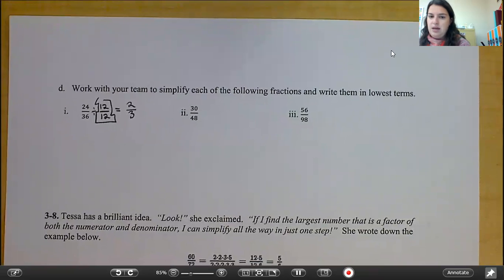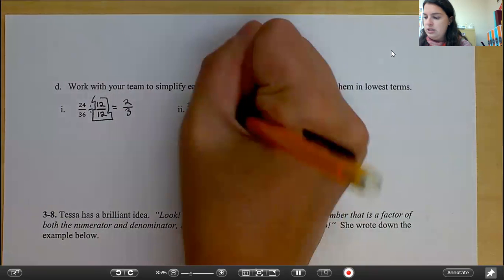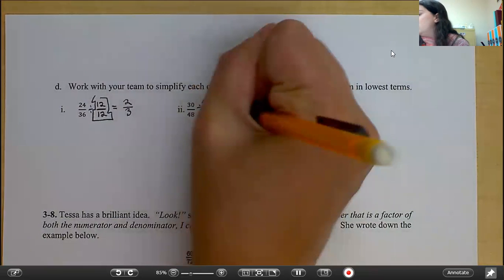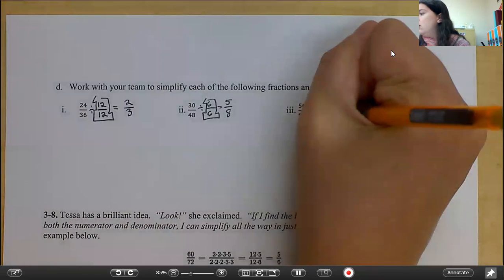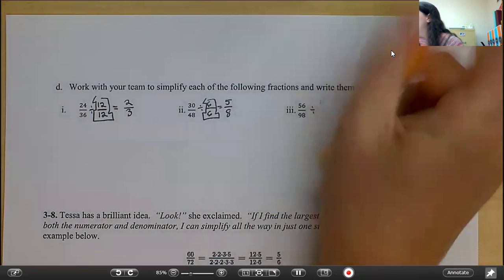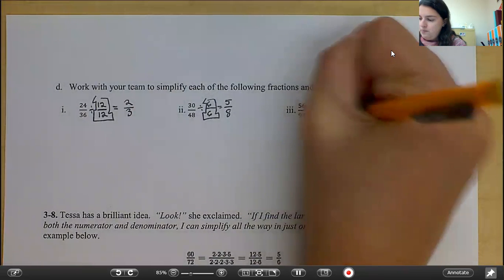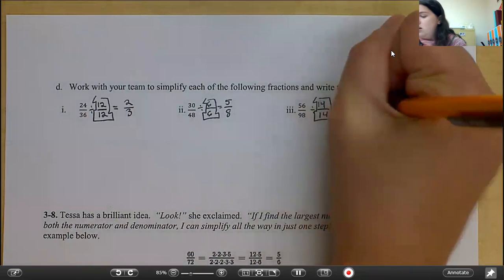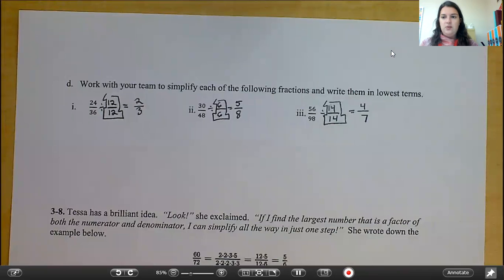Okay, if you're back with me, that means you've tried number 2 and number 3. You should have hopefully divided by 6/6 as your giant 1 here, which would have given you 5/8. And here, in the third part, you should have divided by 14/14, which would have simplified to 4/7. Okay, if you have any questions, as always, just please email me.